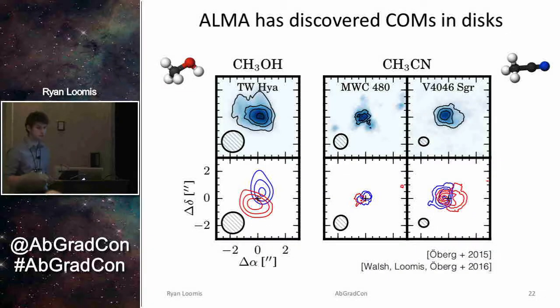The other thing that I want to just briefly touch on is I mentioned that not only are we looking at the planet formation in the disks, but we're also trying to figure out the chemistry that's going into these planets, into these comets that are forming.